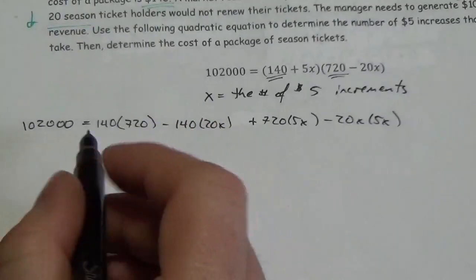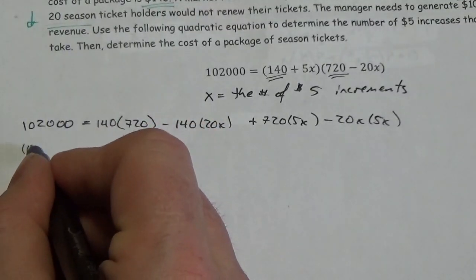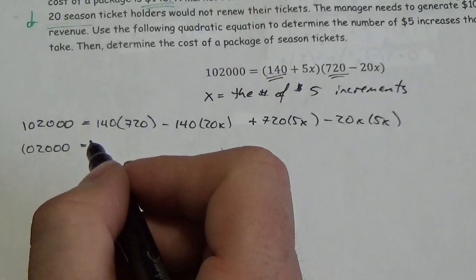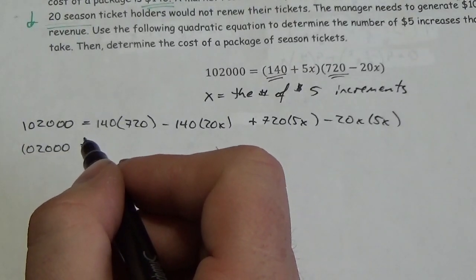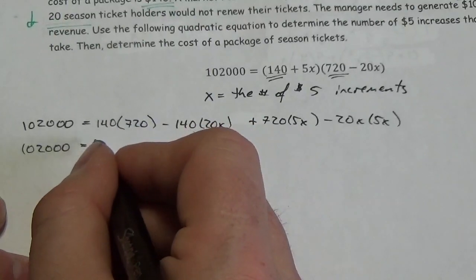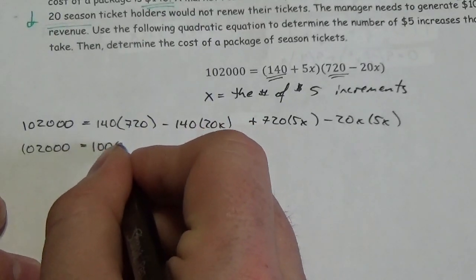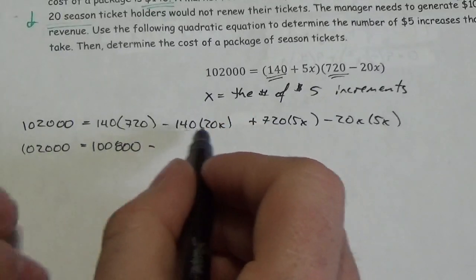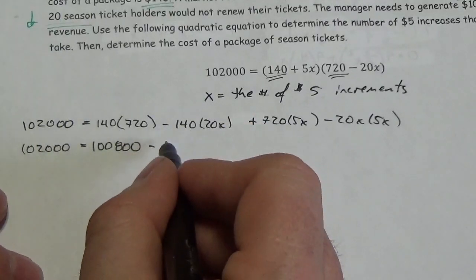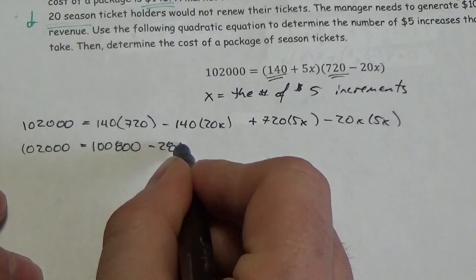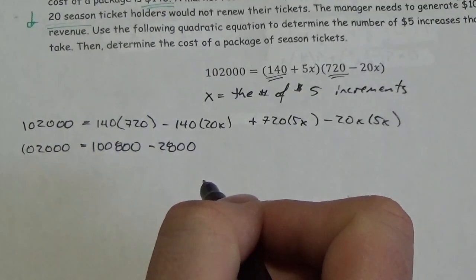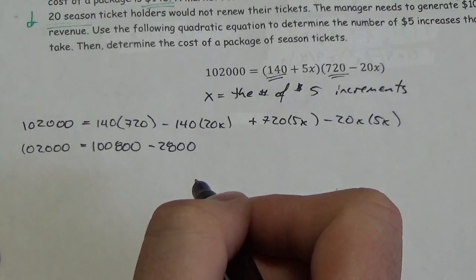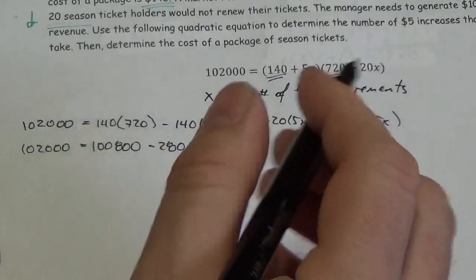So now I'm going to start to simplify this a little bit. So 102,000 will equal 140 times 720. I'm just going to do this on a calculator off to the side. Here we go, 100,800 minus, well, 20 times 140, that is going to be 2800. And because sometimes I do that in my head and I do it wrong, I just want to make sure on my calculator that I got that right.